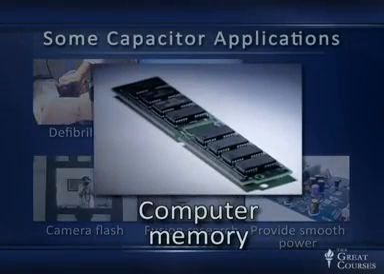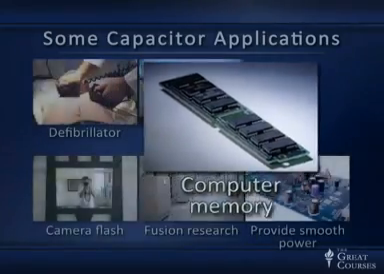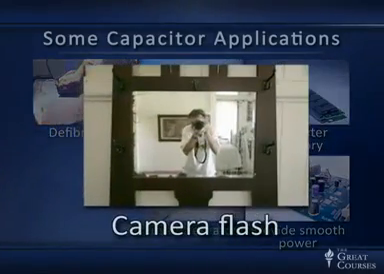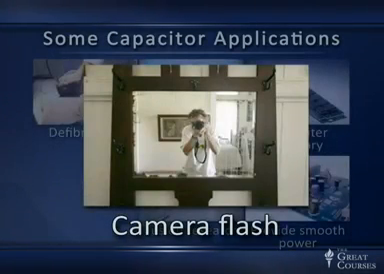By the way, on that little memory strip, there are more individual capacitors, probably 8 billion of them if it's a 1 gigabyte memory strip, and that's more than there are people on the planet, at least right now. At the lower left, you see a camera flash. When a camera flash goes off, it suddenly dumps the energy in a capacitor through the flash bulb of the camera or the flash lamp.